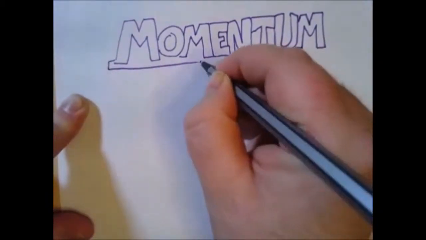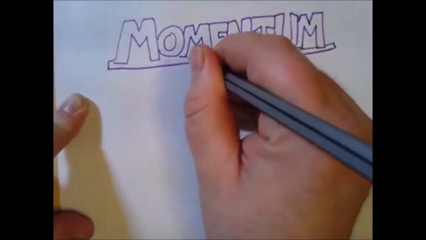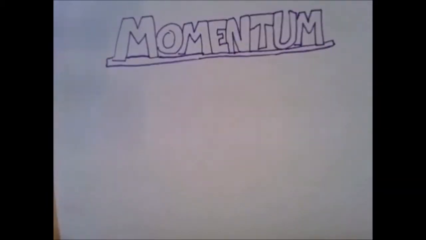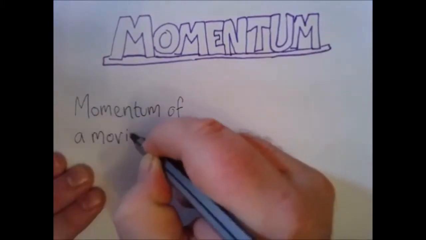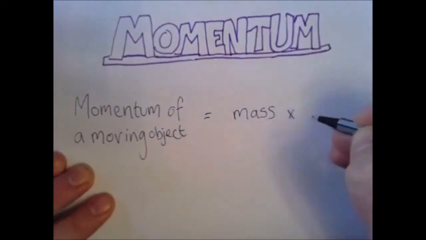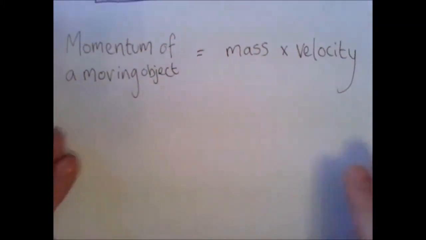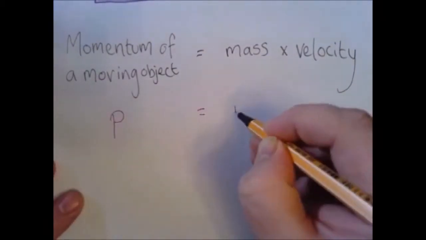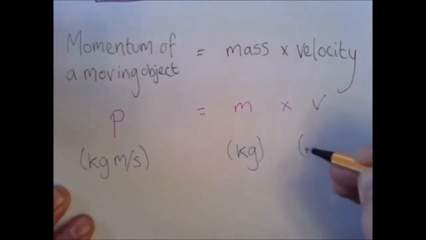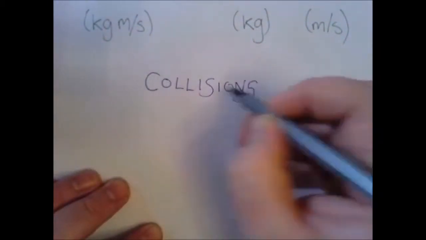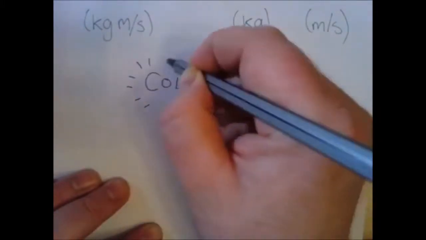So, to start off, it might be useful to give you the momentum equation. The momentum of a moving object is equal to the mass of that object multiplied by the velocity of the object. We represent momentum by a lowercase p, with m and v for mass and velocity. And here are the units. We are going to look at collisions first in terms of where to apply this momentum.